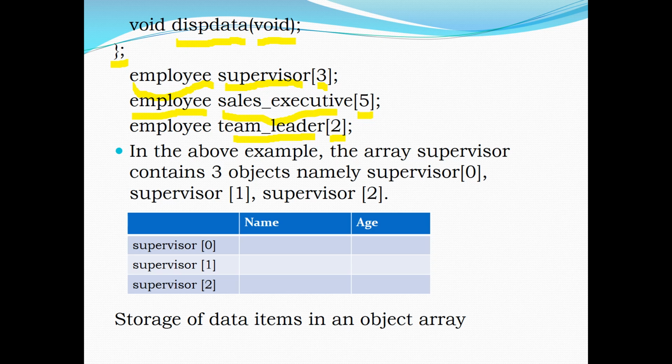In the above example, the array supervisor contains 3 objects, beginning with supervisor[0]. Why? Because the array starts with index 0. The 0 element is the first supervisor, who shares the data members name as well as age. The second supervisor likewise shares the data members name and age, and the third supervisor also shares the same data members name and age. This is how we initialize the objects of an array.